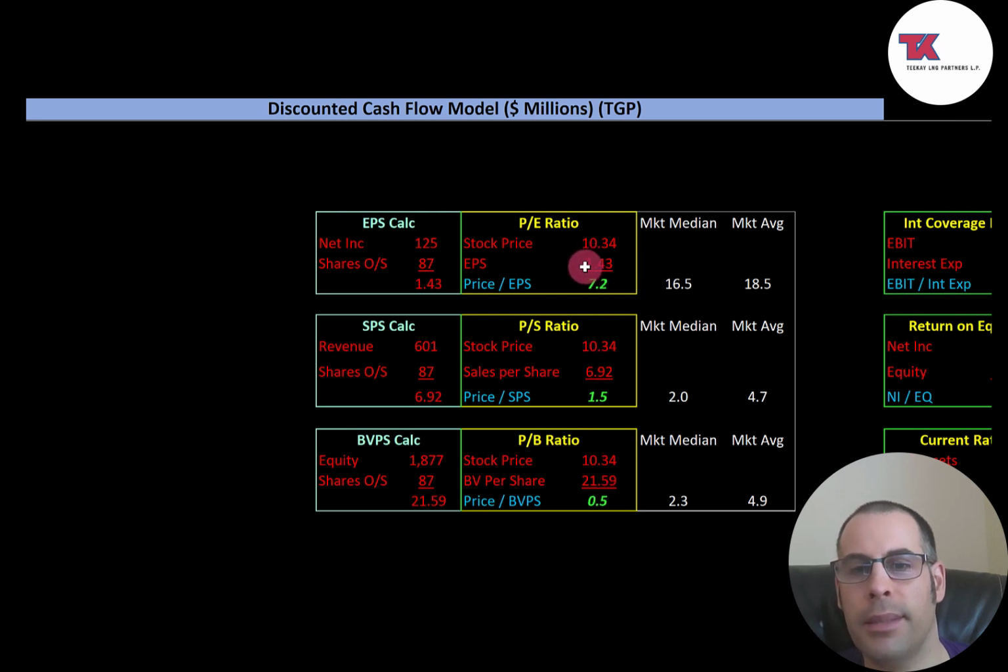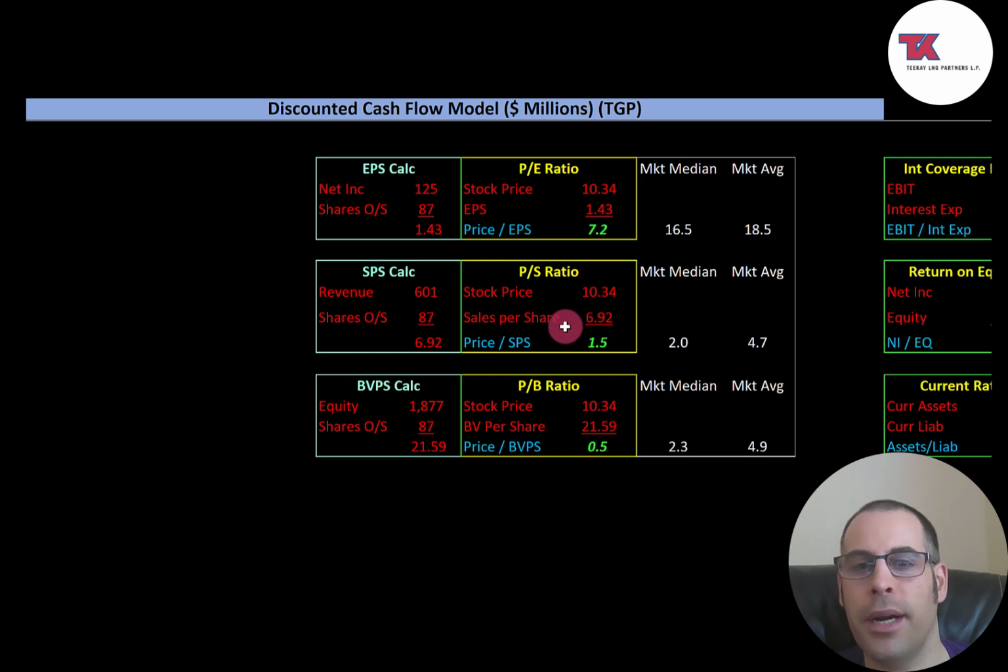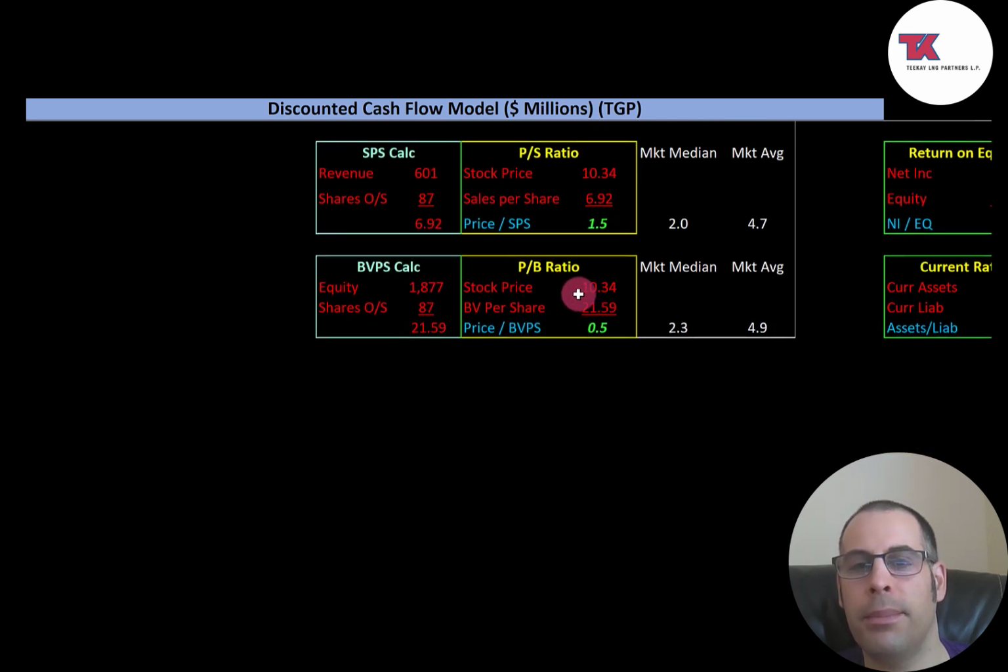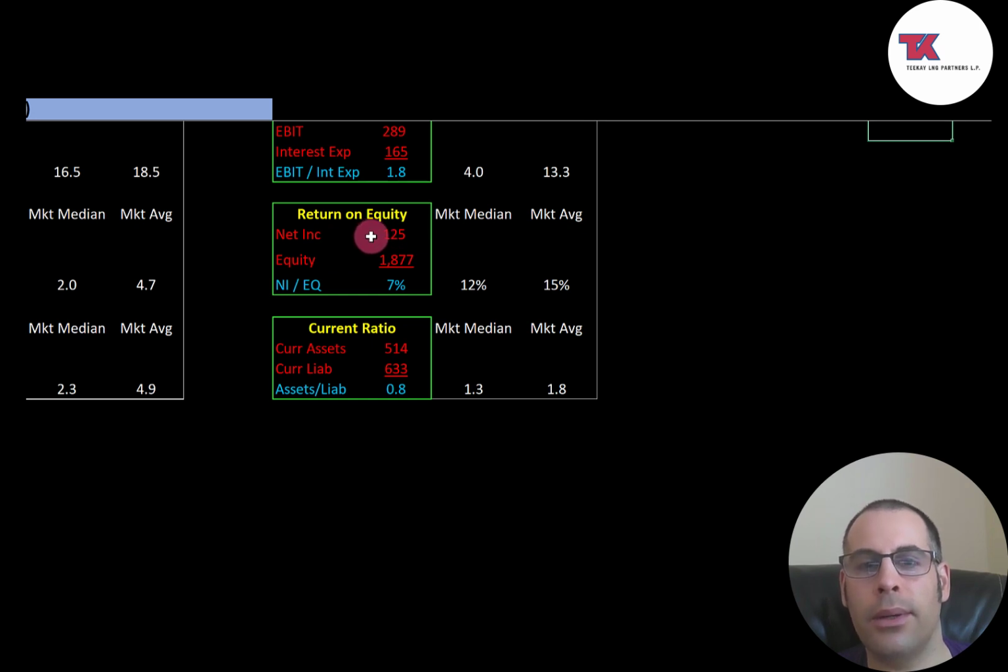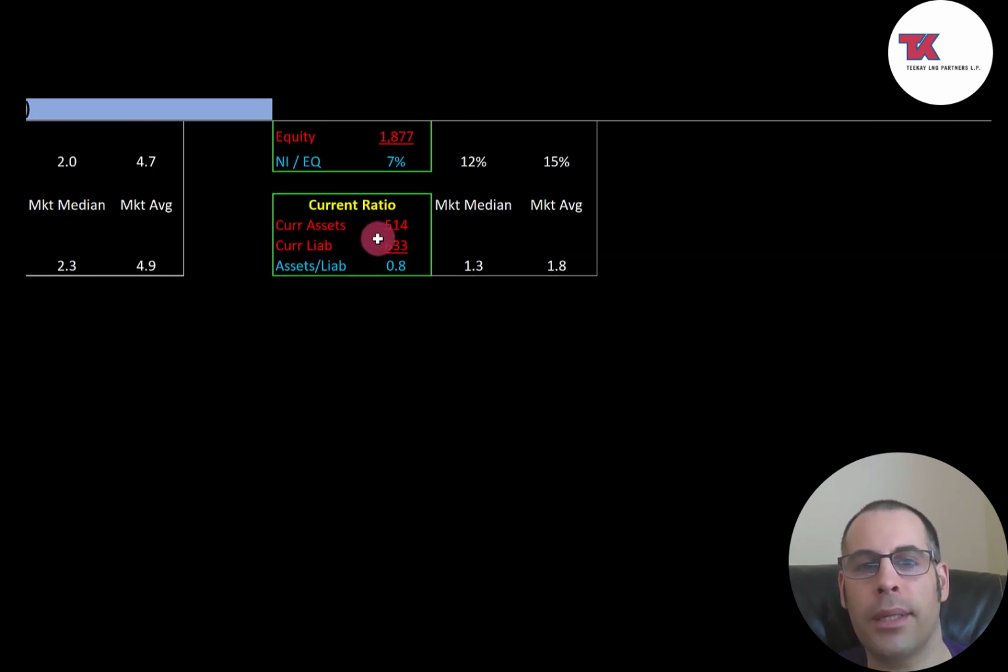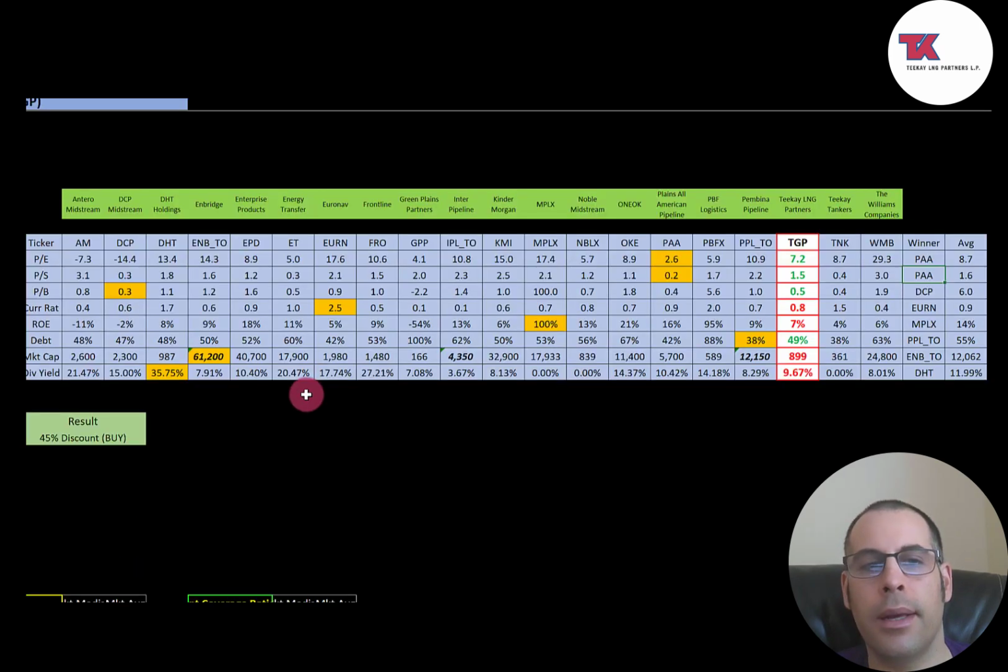PE is stock price over earnings per share, they're at 7.2. Price to sales is stock price over sales per share, they're at 1.5. Price to book is stock price over book value per share, they're at 0.5. Interest coverage ratio is a little low, that's EBIT over interest expense at 1.8. I like to see above 2. ROE is also a little low, that's net income over equity. I like to see above 20%, they're at 7%. Current ratio is also a little low, that's current assets over current liabilities, so they cannot cover their current liabilities. The best way to look at ratios is to compare them to similar companies.